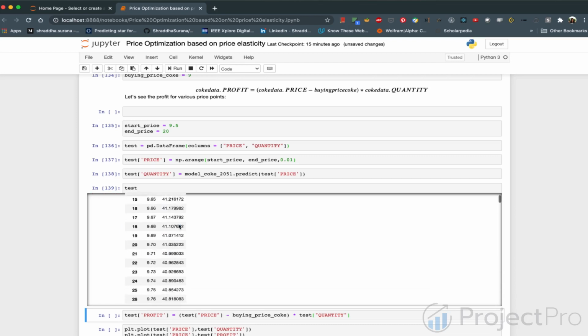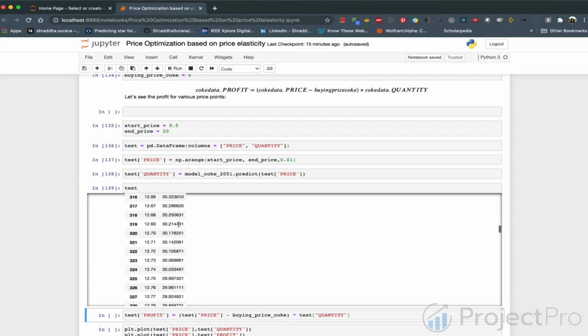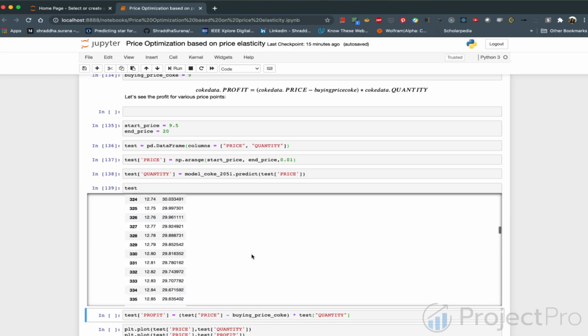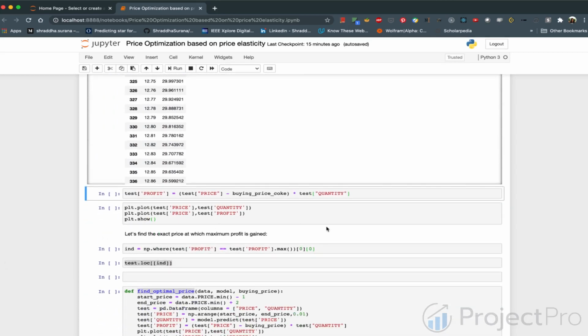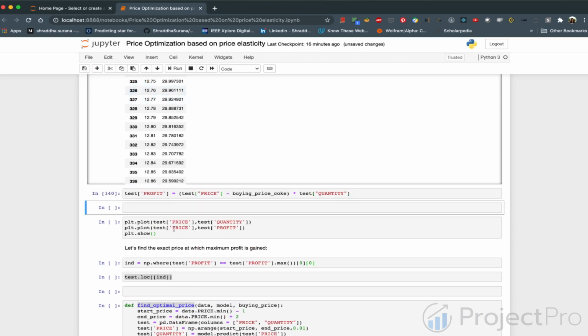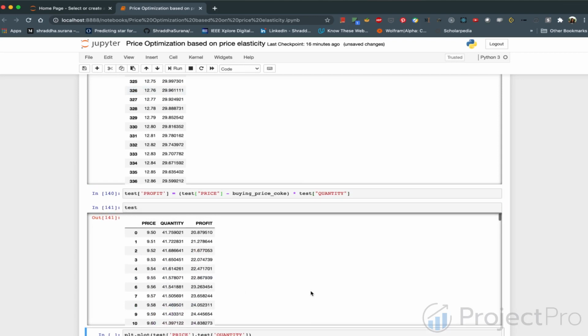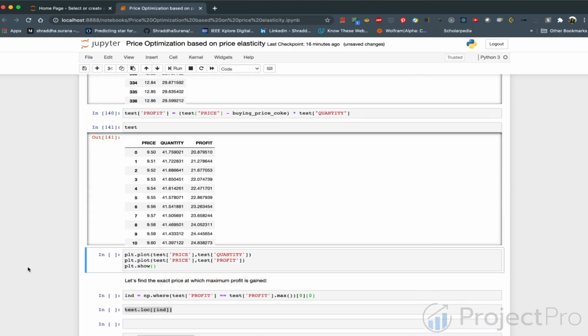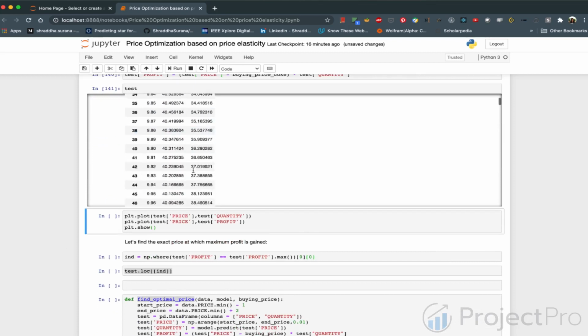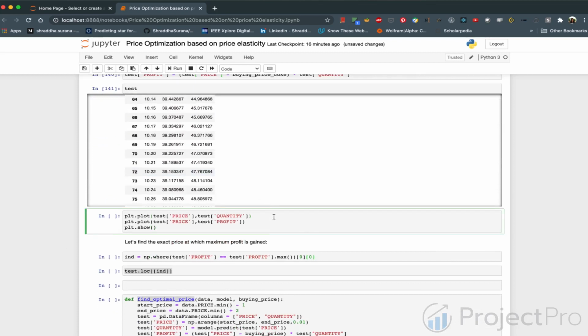So our test data looks like this. We have price varying from 9.5 and what the quantity should be according to the model that we have created. And it goes on up to 20 and it shows the various quantities to expect for each price point. Now if we calculate the profit for each, as we had said earlier, the profit is basically the test price minus the buying price multiplied by the quantity. So this gives us the profit at all of these price points, and we can have a look at what test looks like now. So it's a 3-column data frame with price, quantity and profit for each.